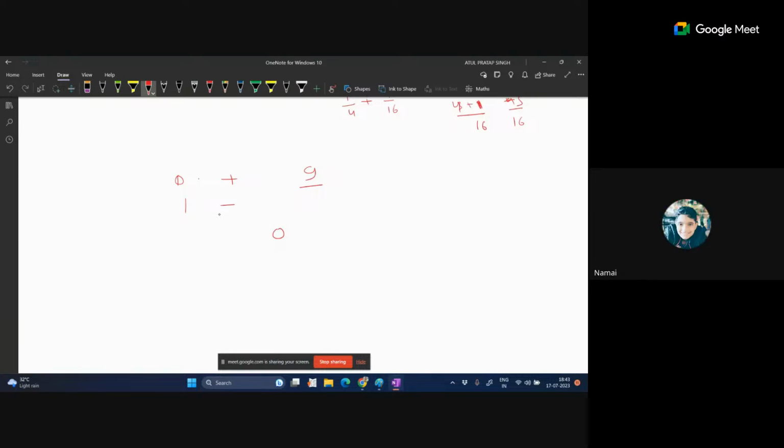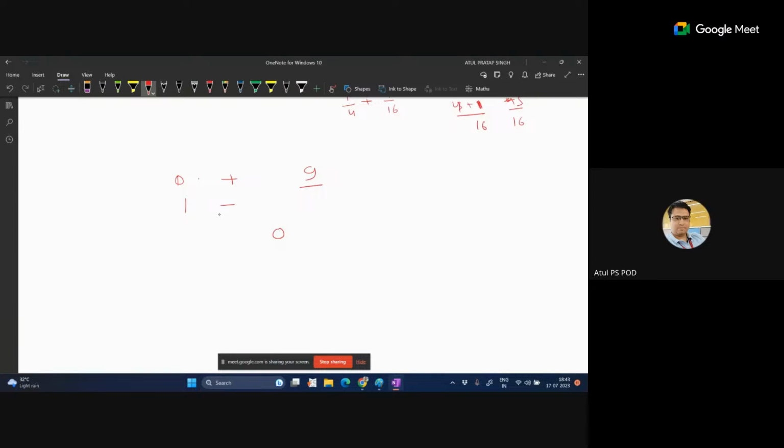I'm writing on the board. For the positive side, the value will start from 0. For 1 bit we are considering 0 for the sign, and the remaining 9 bits all 0 represent the 0 value. The last value on the positive side will have the first bit 0 and all remaining bits 1. That value represents 2 to the power 9 minus 1, which is 511. So this is the positive range.